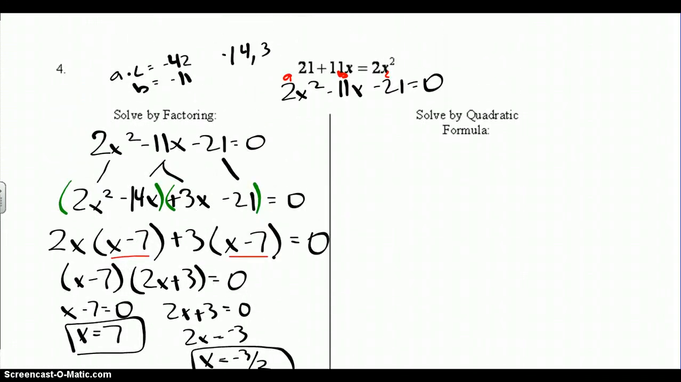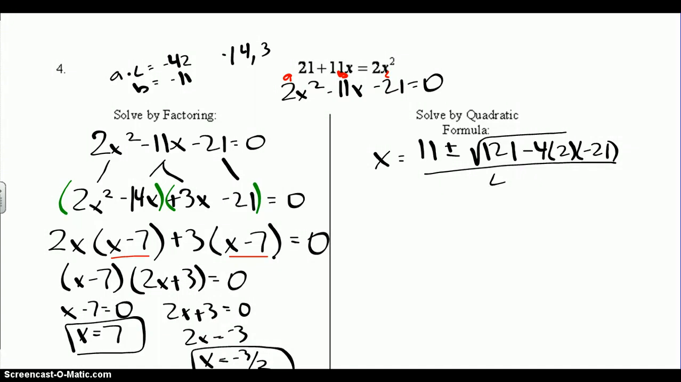Let's check it out. Okay, I'm going to skip writing out the quadratic formula and go right to plugging it in. We've done it a few times. So my b is negative 11, so the opposite is going to be a positive 11. Square root of b squared, which is 121, minus 4 times a positive 2 times a negative 21, all over 2 times 2, which gives me 4.